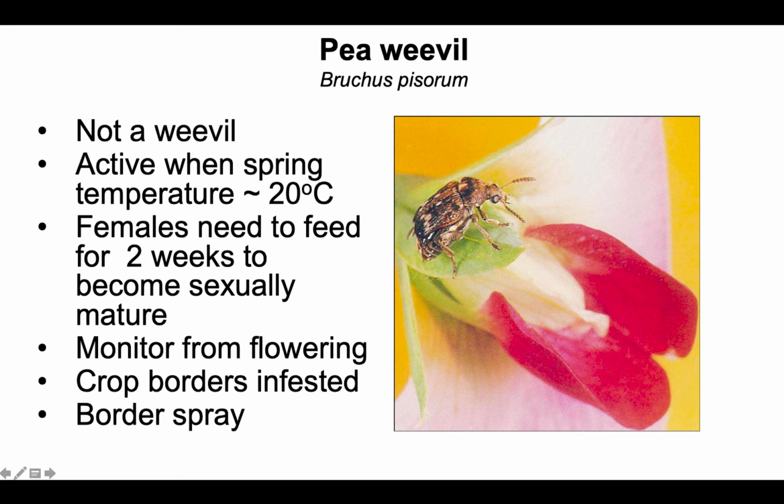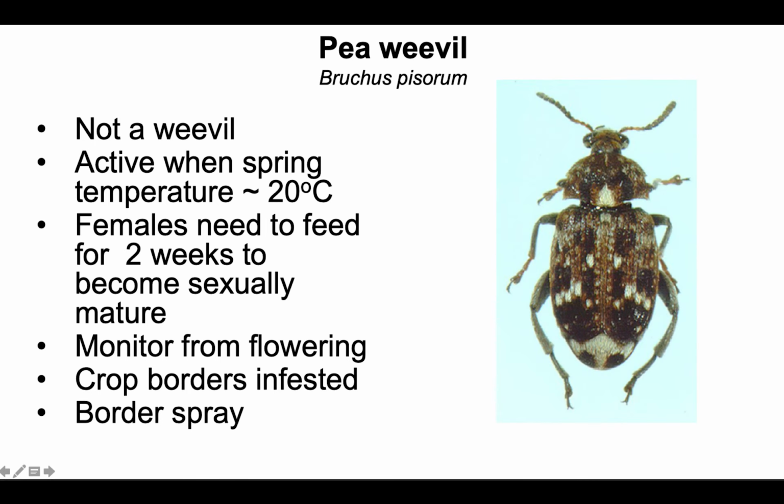So they're very, very good pollen feeders. And that's why it's important to start monitoring pea crops from flowering. And usually you can get away with just a border spray, because it's the borders of the crop where the infestations occur.